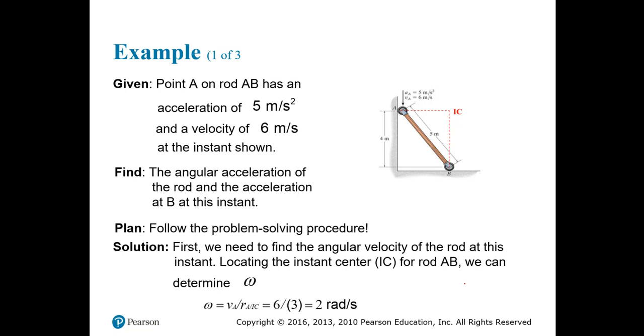But anyways, you have point A on a rod AB, as you can see here, and it has an acceleration of 5 meters per second squared, and also a velocity of 6 meters per second at point A, which is right here. Then they're asking us to find the angular acceleration of the rod and the acceleration at B at this instant.